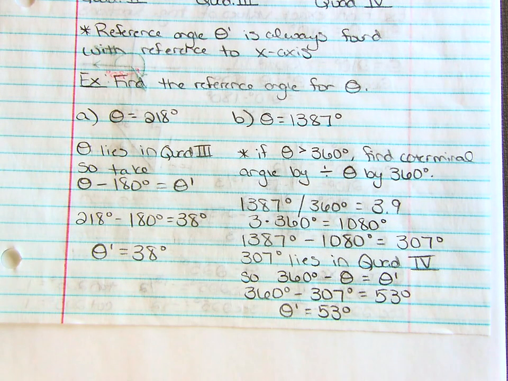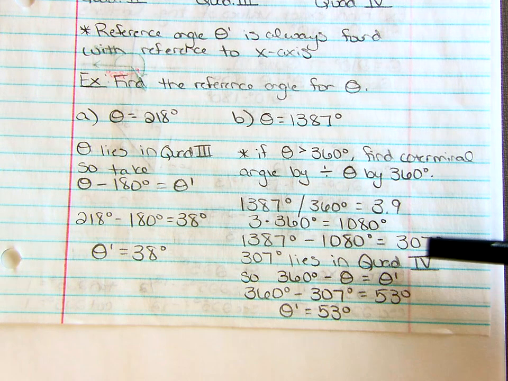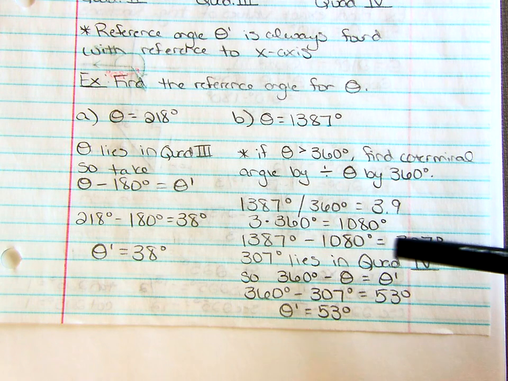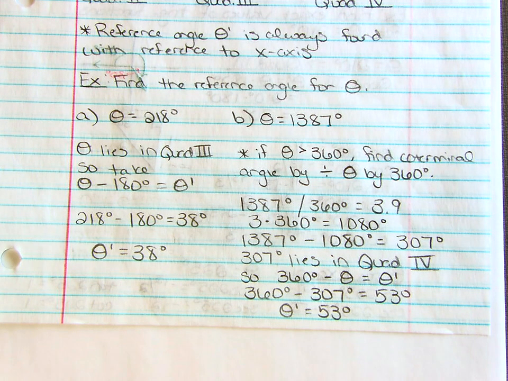And there it's all shown in my notes as well. So if you have a very large coterminal angle that you're starting out with, you can either divide it by 360, and that tells you how many times you're subtracting it, and thus you subtract that total, or you can just start subtracting 360. You could take 1387 minus 360. Notice that doesn't lie between 0 and 360, so you're going to subtract again. And you keep subtracting until you get inside of that 0 to 360.